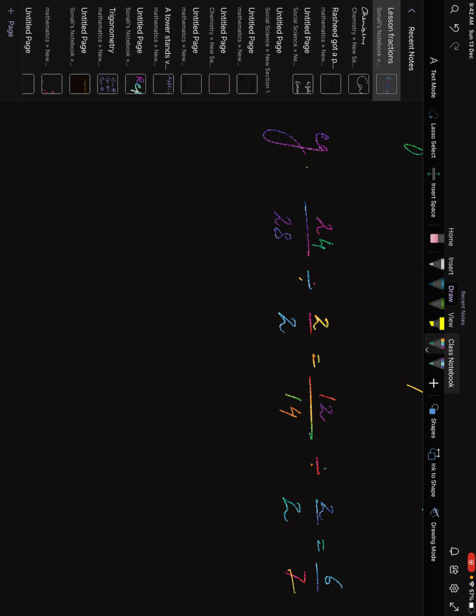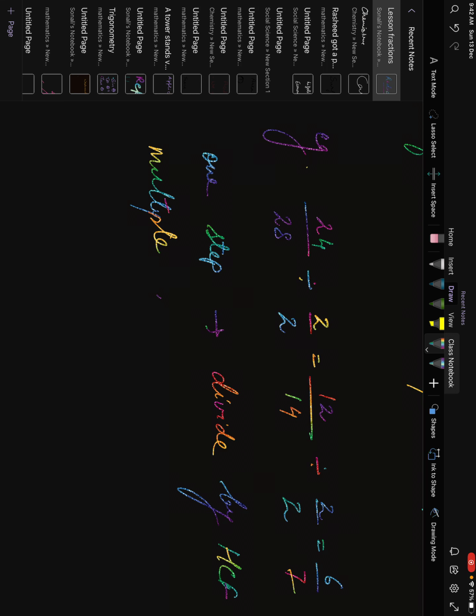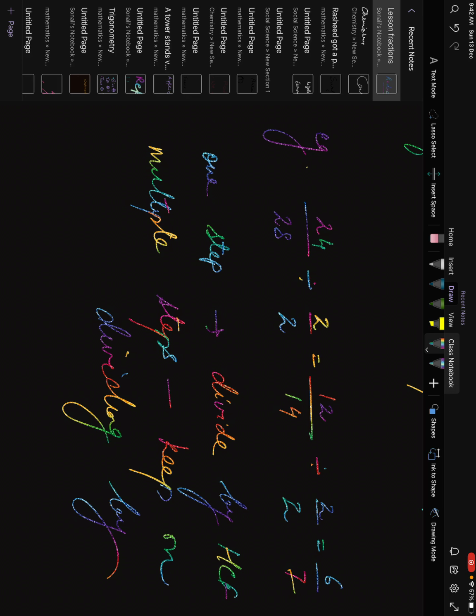So you can do it directly in one step. If you want to do it in one step, you divide by HCF. If you want to do it in multiple steps, you can keep on dividing by the common factors.